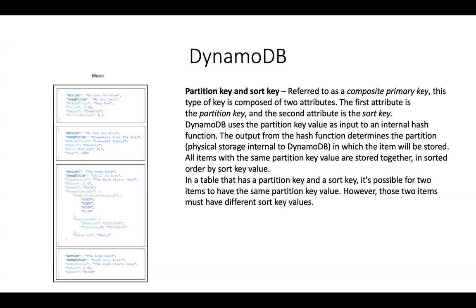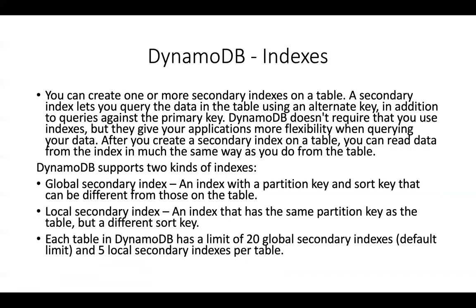Each of these indexes has read and write capacity units allocated to it, because that determines how much data you can read per second and so on. Again, there is a limit to the indexes that you can create. Each table in DynamoDB has a default limit of 20 global secondary indexes, which you can increase by talking to AWS, and 5 local secondary indexes per table.